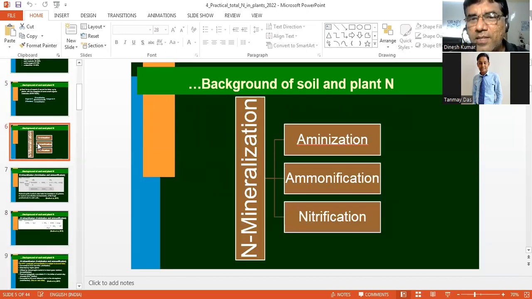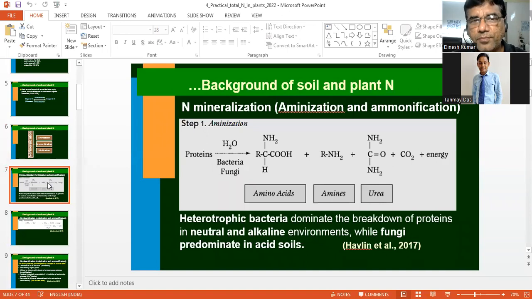Now overall you see it is mineralization, which is converting the organic nitrogen into inorganic nitrogen. First step is aminization, then ammonification, and then nitrification. So through these three steps, you get inorganic nitrogen or mineral nitrogen. And let us see what are these steps.